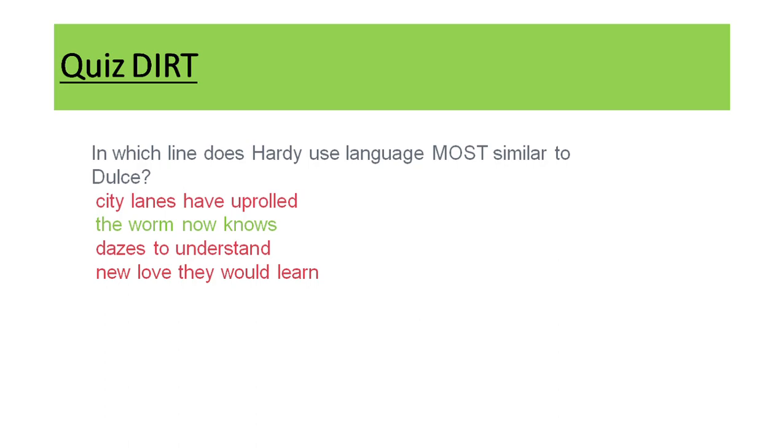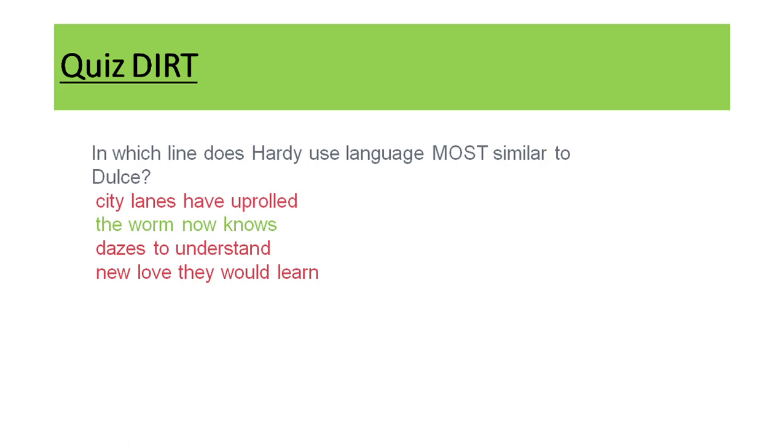So this was probably the toughest question on the quiz, because you had to remember Dulce and what type of language he used there. So Wilfred Owen in Dulce uses very realistic, brutal language, doesn't he? He's very exposing about war. He wants people to realise how horrific it is. So to me, the quotation from Hardy that's the most blunt and horrific and realistic, and just honest about the reality of war, is "The Worm Now Knows".